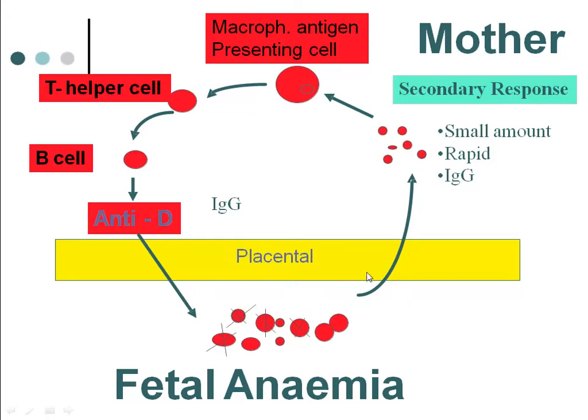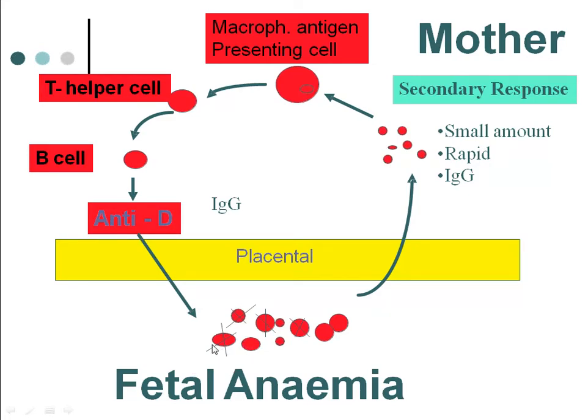These RBCs, in the same way, cross because of feto-maternal hemorrhage and enter the mother's circulation. Even with a small amount of RBCs, there is a rapid production of antibodies. These antibodies are not IgM, but IgG. Okay, so these antibodies are produced, and these antibodies, anti-D, are able to cross the placenta and enter the fetal circulation.